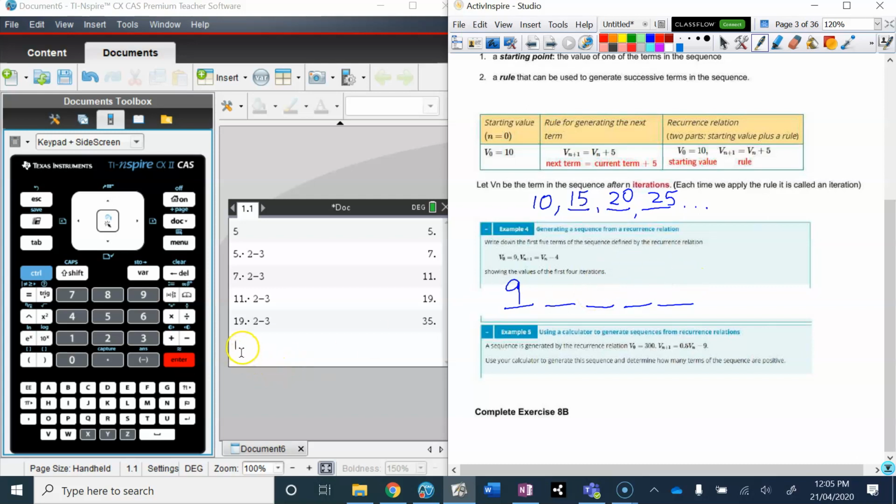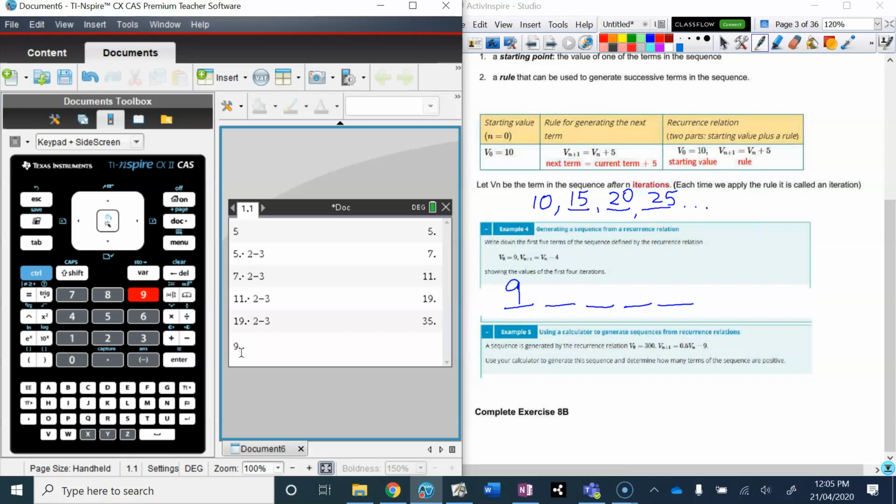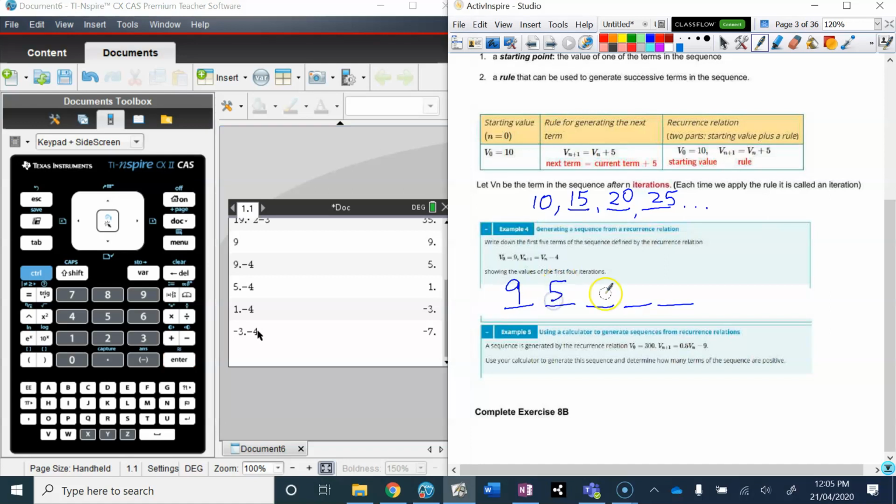So again, the easiest way to do that quickly and effectively is on the calculator. So first term 9, hit enter. My rule is subtract 4. So I need to go subtract 4. Enter, enter, enter, enter. So my sequence is given by the terms 9, 5, 1, -3, -7.